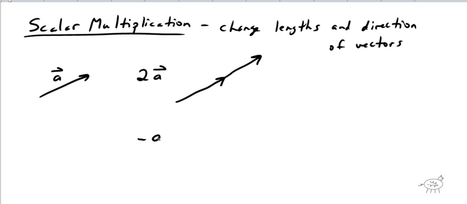If I said negative A, it means it's the exact same length, but it points the opposite direction. So that's negative A. Okay? Maybe a little bit longer. Make it look good there. Okay? So that is negative A. Really, really, really easy. Okay, so let's do a couple problems here with that.